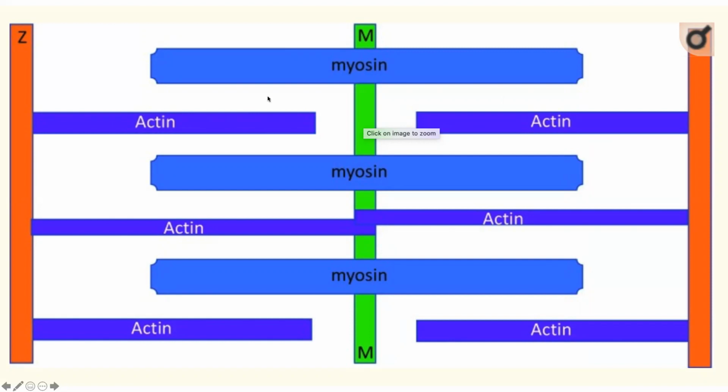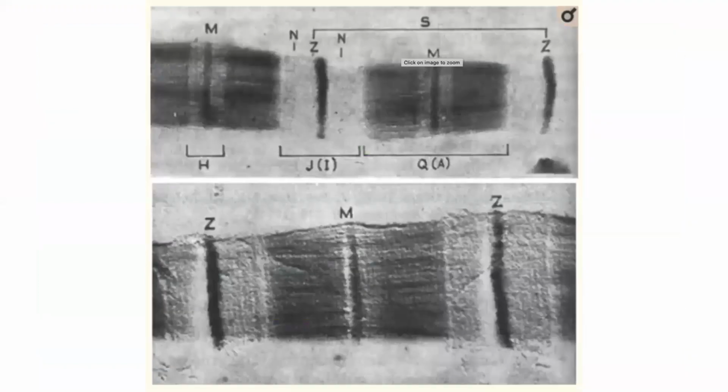Myosin is in the middle going across the M line, but it does not directly attach to the Z line. Actins originate from the Z line, but they do not attach to the M line. And they alternate: actin, myosin, actin, myosin, actin, myosin, actin, and so on. So this is the simpler drawing diagram of this photograph.